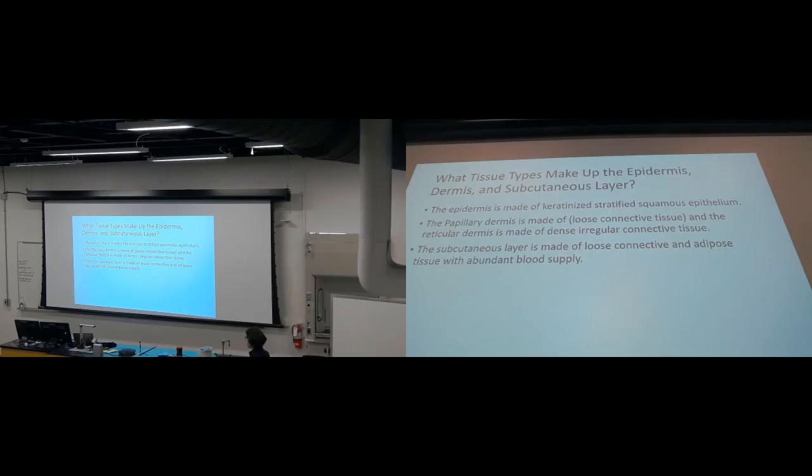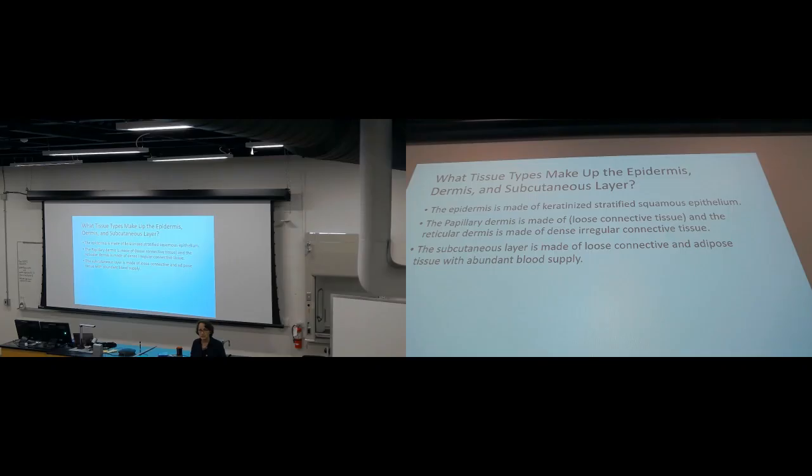So the epidermis is made out of keratinized stratified squamous epithelium. If you remember, epithelial cells surround the outside of our body and the inside of our body. In this case, we have several layers of cells. That's why it's stratified, and the cells are squamous. The cells are flat. And on top of these multiple layers of cells, we have a thick layer of keratin.